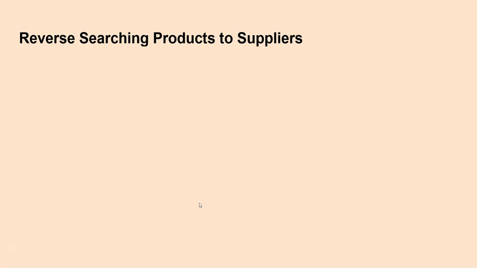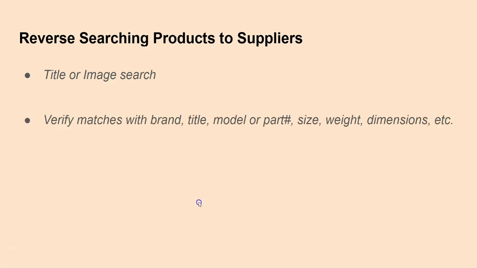Once you actually do that, you will then want to reverse search the actual products back to suppliers. You'll do a title image search. You'll verify the matches. I'll do all of this in an actual physical demonstration. You'll verify the matches with the brand names, making sure the names match, that titles have certain things in common, the model, part number if it's offered, the size, weight, dimensions, any other product details to help verify it is in fact the same product.